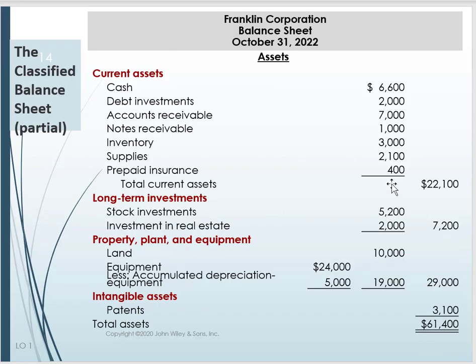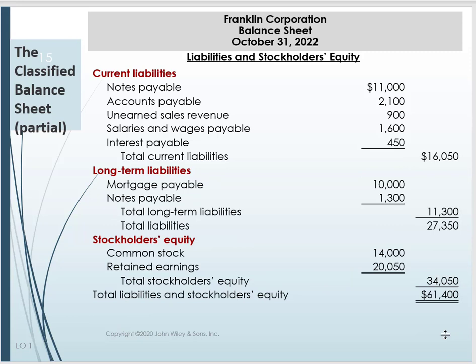So here's a classified balance sheet we can see for Franklin Corporation. And you see we have subtotals. Total current assets, 22 grand. Long-term investments, 7,200. Plant and equipment, 29,000. We have some intangible things. So we have a total of $61,400 in total assets.